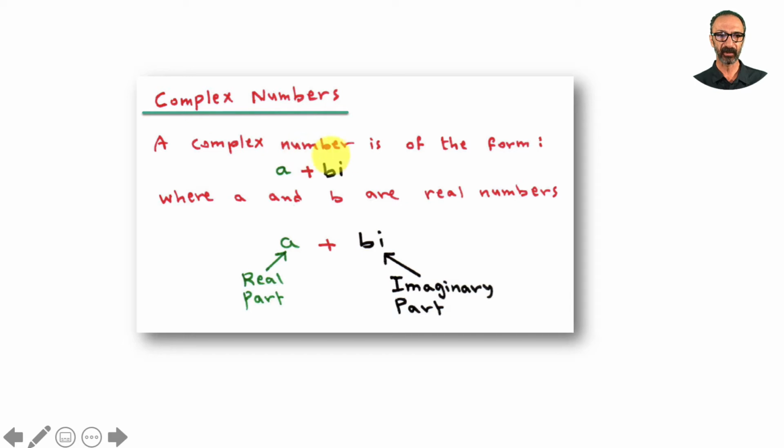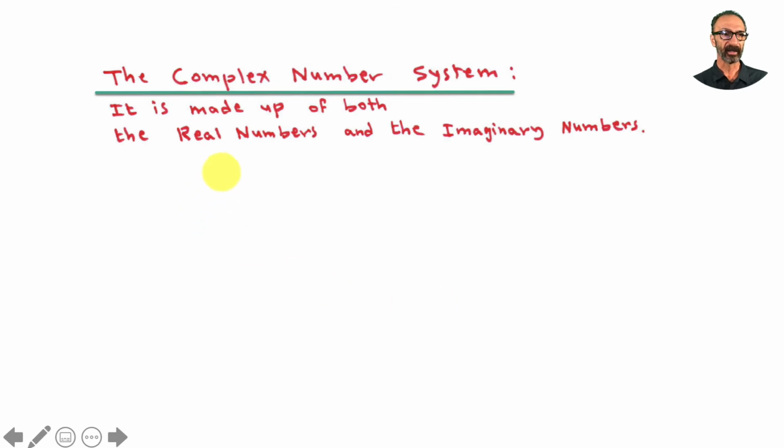A complex number is of the form a plus bi, where a and b are real numbers. Now when you put i next to b, this right here together in black is called the imaginary part. This is called the real part. b is real, a is real, but bi is the imaginary part. The complex number system, what is that? It is made of both the real numbers and the imaginary numbers.